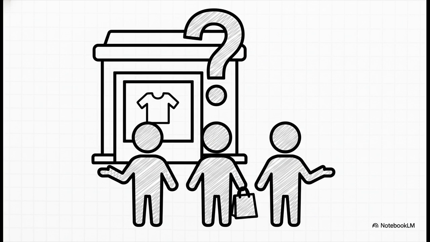Let's use a new example from the source to make this clear. A clothing store. Let's say we know that any customer who walks in has a 30% chance of buying something. So if we look at the next 3 customers, what are the odds that exactly one of them makes a purchase? This is a perfect setup for a binomial problem. We've got 3 trials, 2 outcomes, buy or don't buy, and a constant probability.